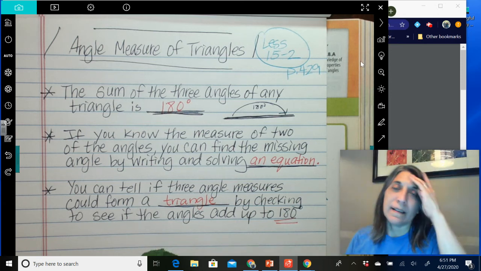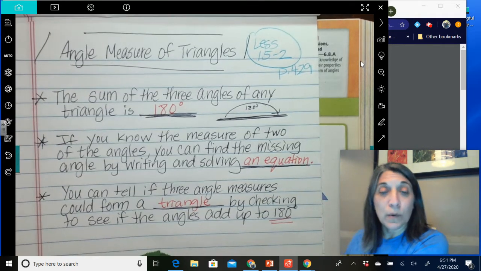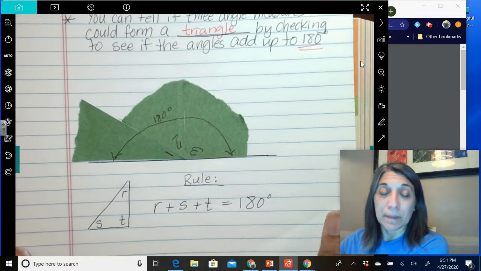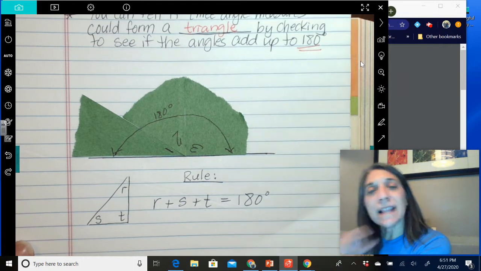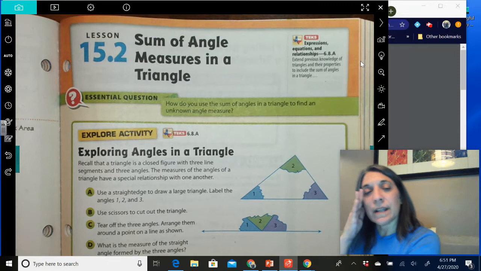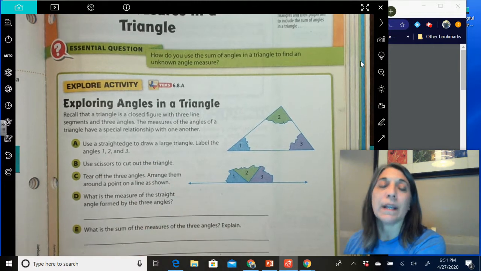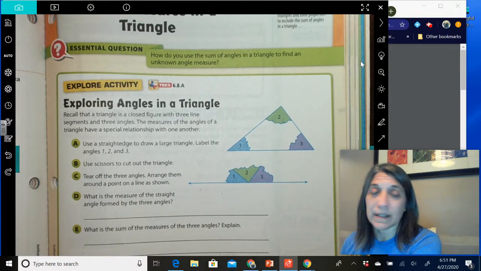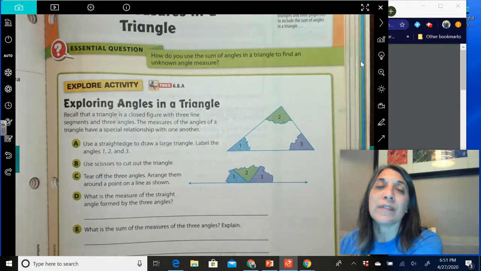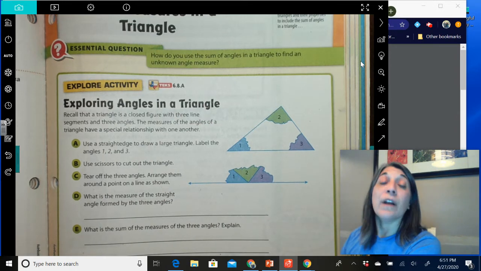Okay, I'm back. Hopefully you got the supplies you needed and your notes have the example at the bottom and the rule. And so we're going to take this and apply it to some equations. So you'll notice that this explore activity is listed on that page. It goes through the instructions that I went through, but hopefully you already did this. Because basically what the question was is how do you know the sum of the angles in a triangle? Basically, how do you use them to find an unknown angle?